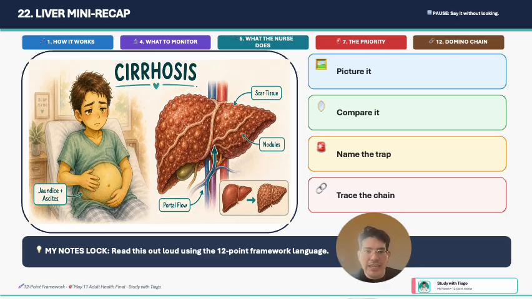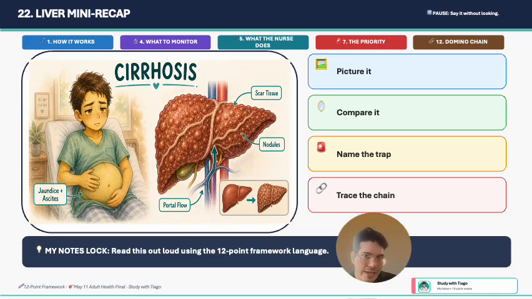Okay. Let's recap the liver before moving into the pancreas, okay? So cirrhosis is scarred liver, right? The big complications are coagulopathy, ascites, varices, and encephalopathy. Ascites is the belly fluid, right? I monitor daily weight, abdominal girth, INR, electrolytes, renal function, and respiratory status, yeah?